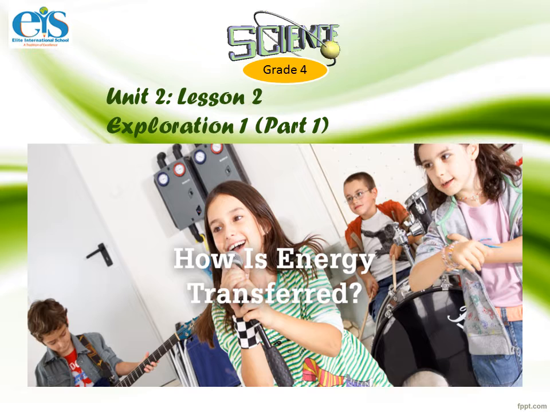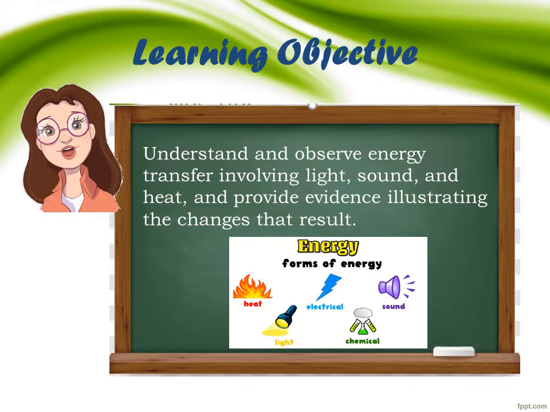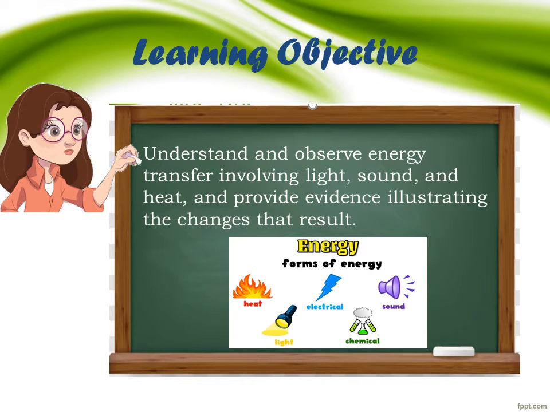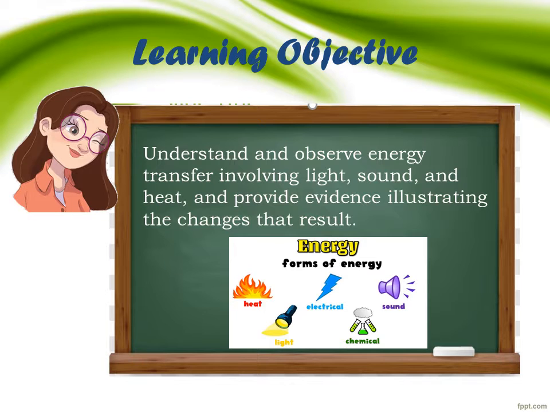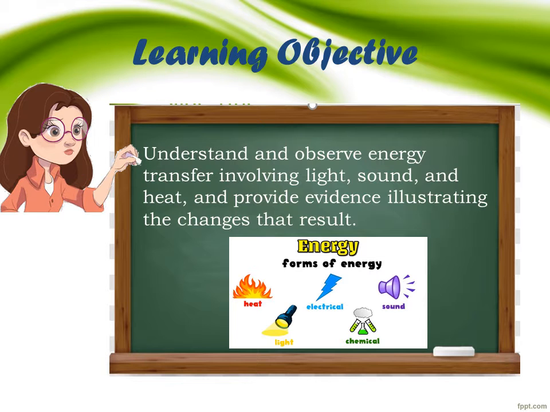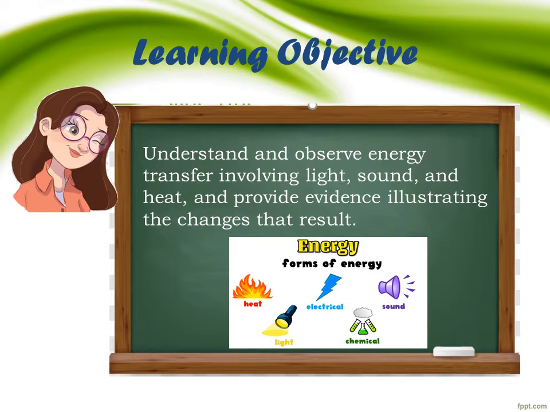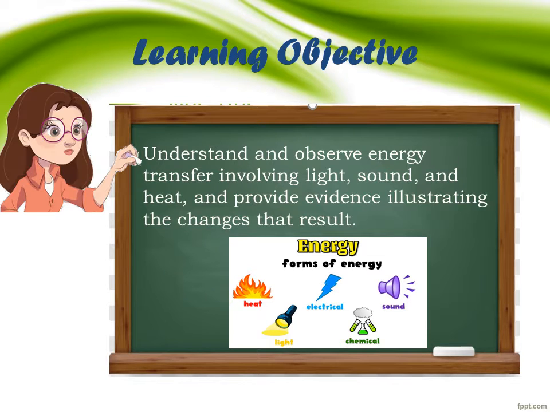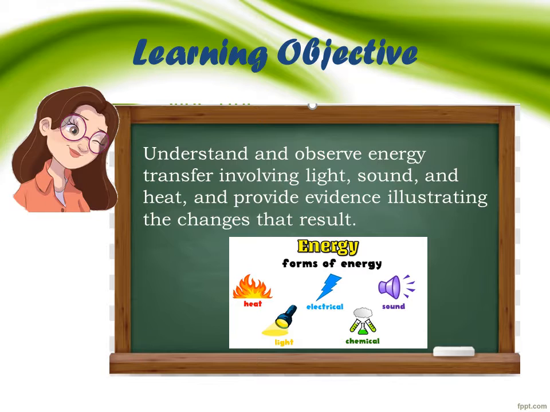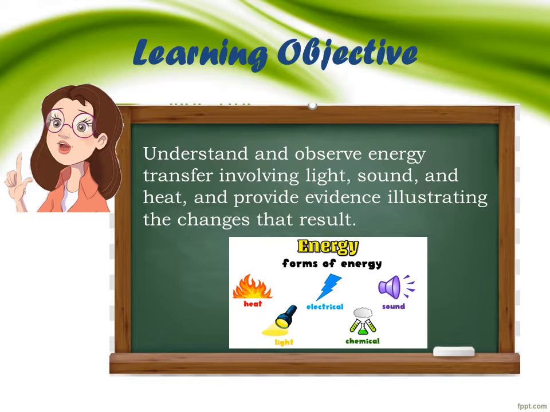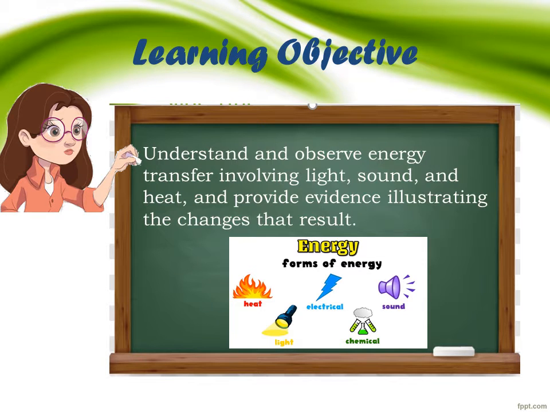Today we are in lesson 2, how is energy transferred? Alright, so let's get started. Today's learning objective is to understand and observe energy transfer involving light, sound, and heat, and provide evidence illustrating the changes that result. We have learned, grade 4, that energy transfer takes place when energy moves or transfers from one place to another. So in this lesson, we will be focusing on heat, light, and sound and the ways in which these forms can affect matter.